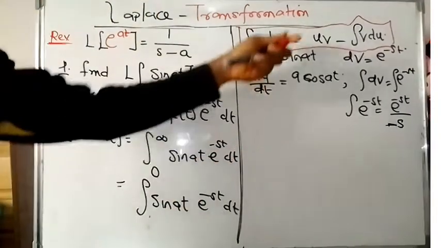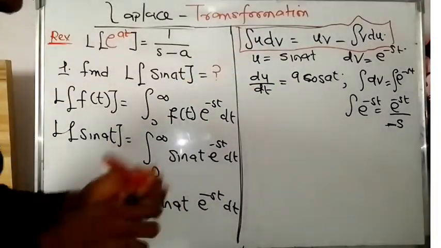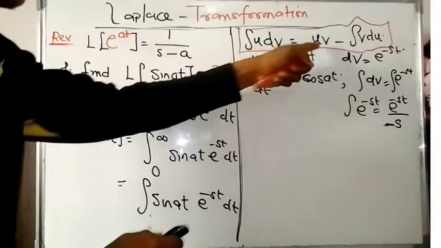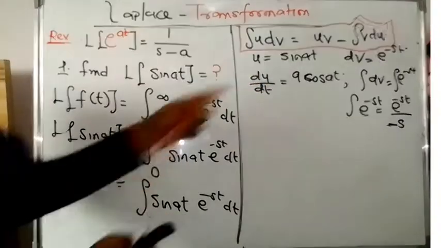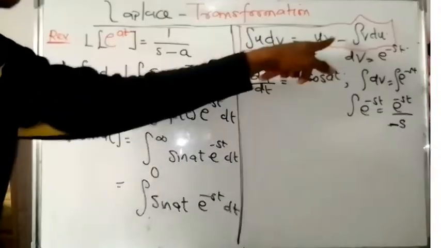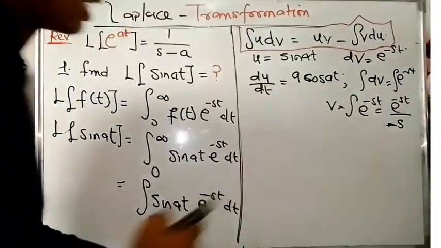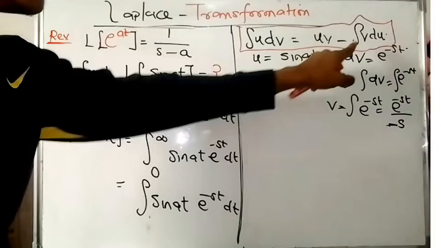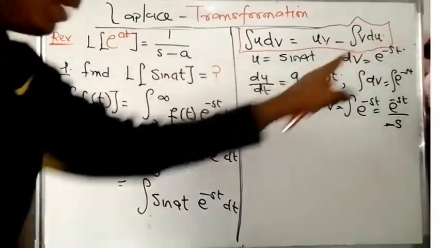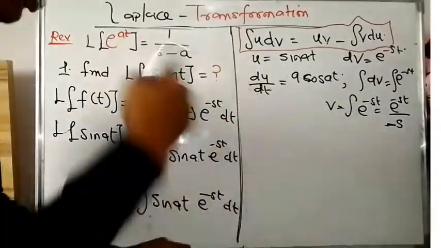So I'm going to apply this in our integration by parts formula. Applying this, what's my u? My u is sine at, and dv is this. My v is what? The exponential of minus st divided by minus s. My du is what? Let's try it.